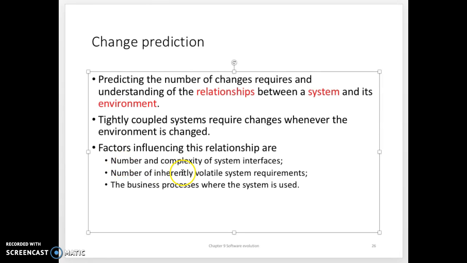And factors influencing the relationship are, for example, the number and complexity of system interfaces, the number of inherently volatile system requirements, and this means the number of requirements that are volatile or easily affected by change, and then the business processes where the system is used.